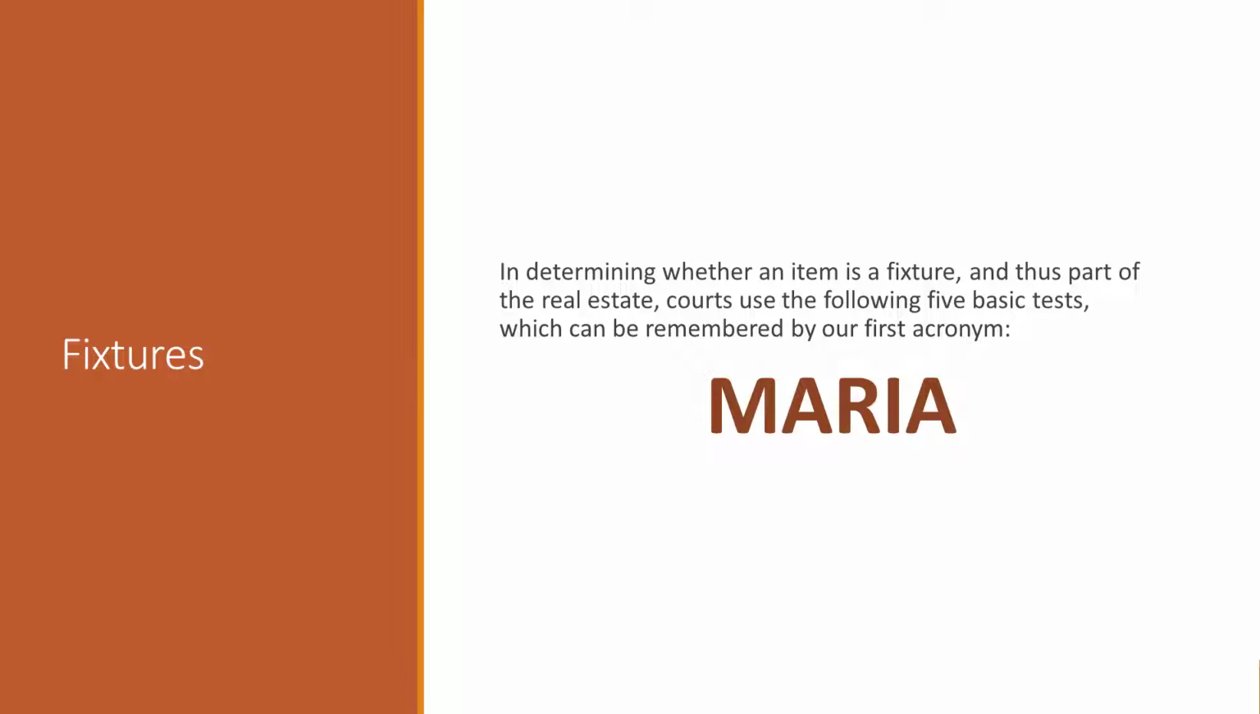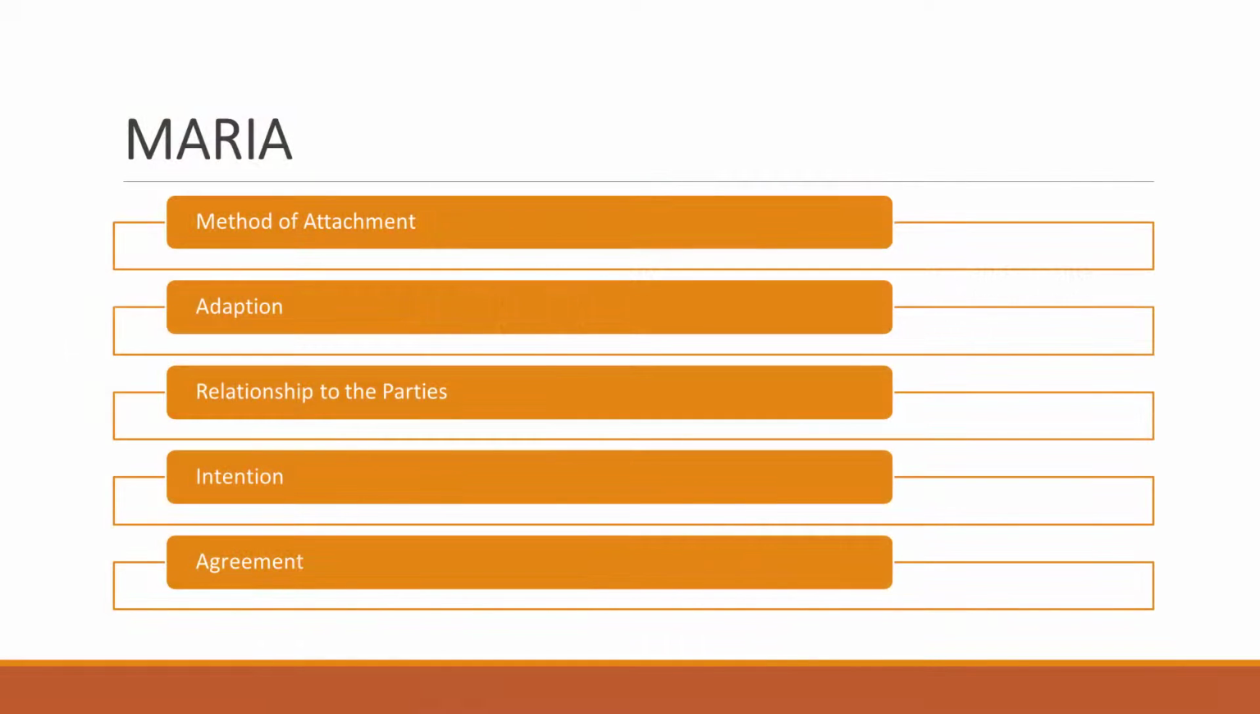Almost any item that has been added as a permanent part of a building is considered a fixture. In determining whether an item is a fixture, and thus part of the real estate, courts use the following 5 basic tests, which can be remembered by the acronym MARIA. Method of attachment, adaption, relationship to the parties, intention, agreement.